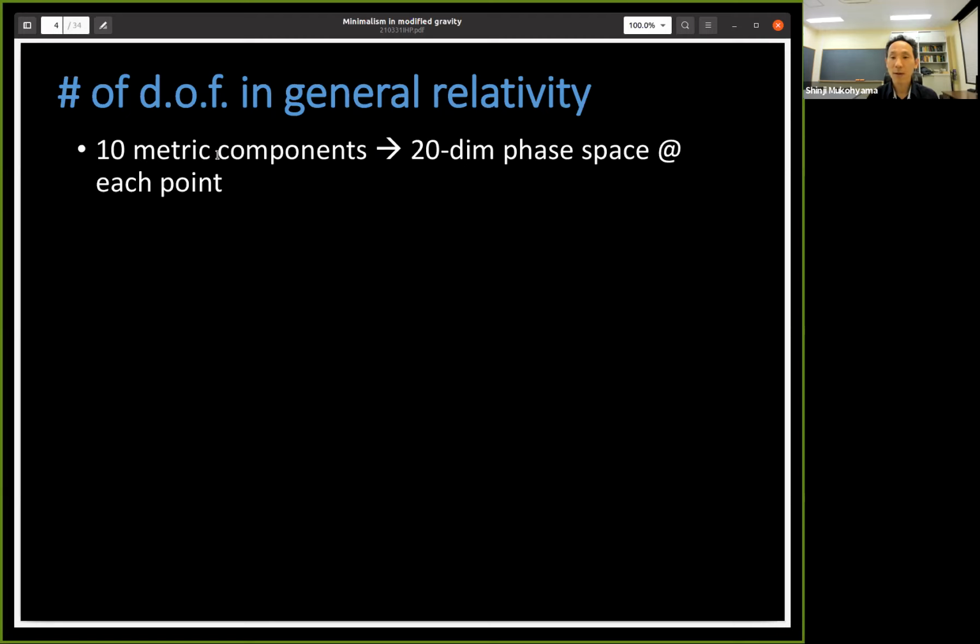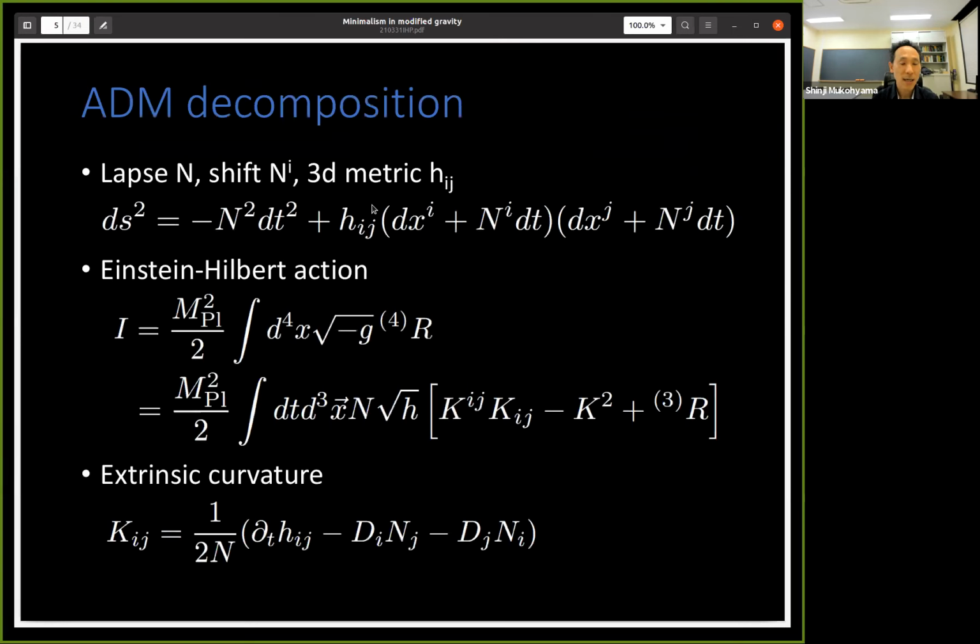And we want to go to the phase space. So we multiply 10 by 2, and we have a 20-dimensional phase space at each point. And then, in order to go to the phase space, the Hamiltonian formalism, it's convenient to decompose 4-dimensional space-time into 3+1, the so-called ADM decomposition. Let me explain a bit about this.